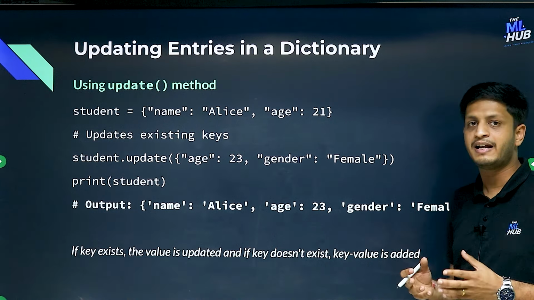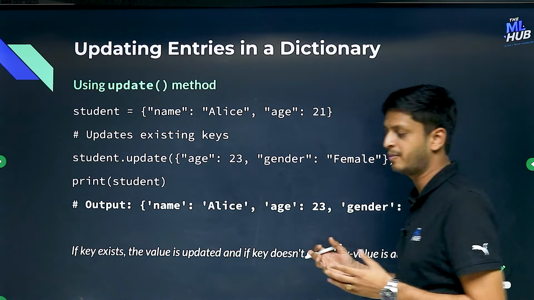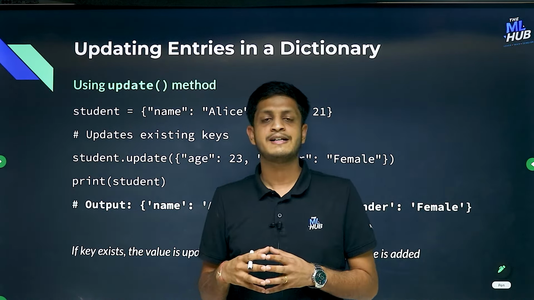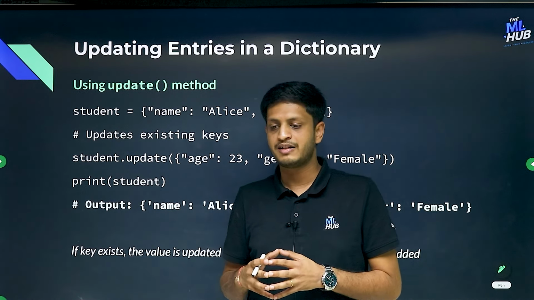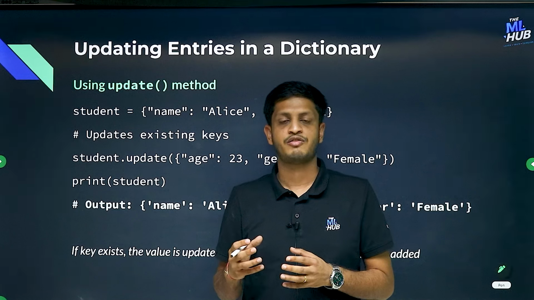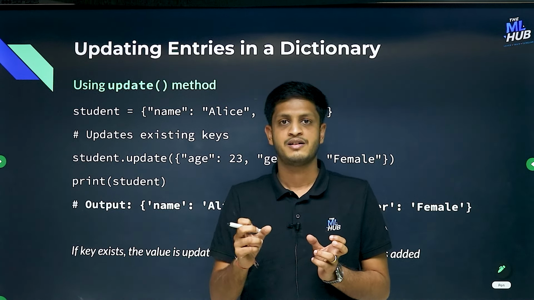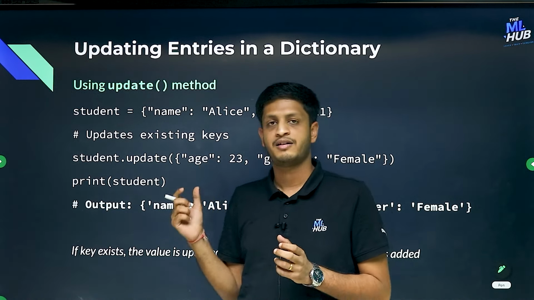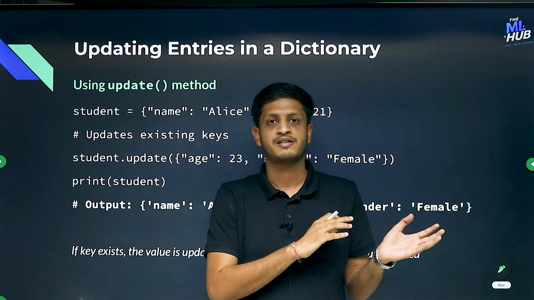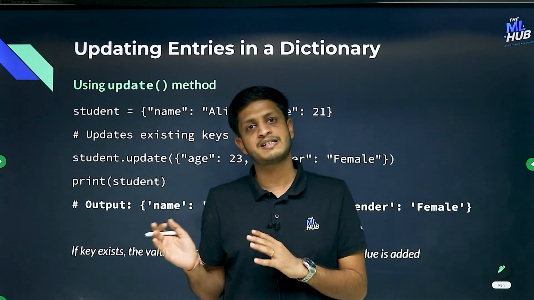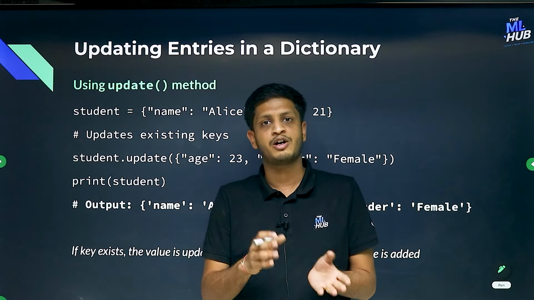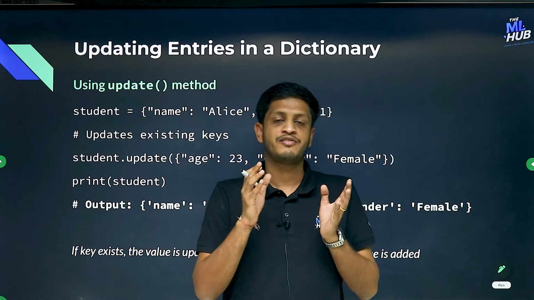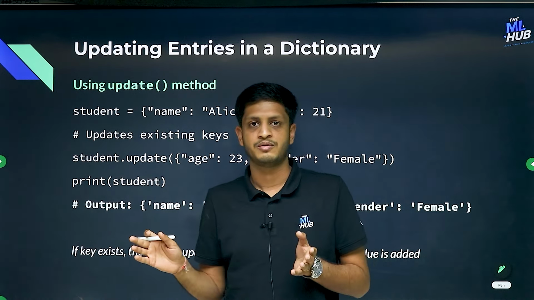And you can update an element using the update method as well. The update method is used if you want to insert multiple keys at once, just like extend in list, if you want to insert multiple elements. The update method will take an iterable of key value pairs, and it will insert all of them inside the dictionary. While inserting, if the key value pair is not present, it will insert it, and if the key is already present, it will just update the value.